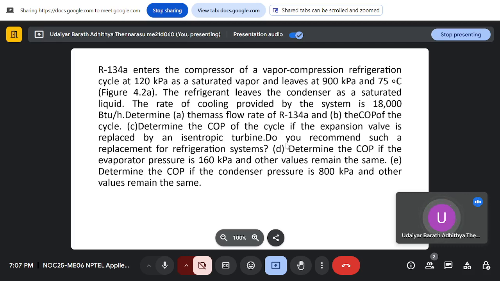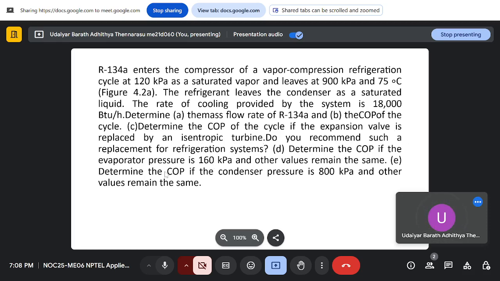So you have R134A, which enters the compressor of a vapor compression refrigeration cycle at 120 kilopascal as a saturated vapor, and leaves at 900 kilopascal and 75 degrees Celsius. The refrigerant leaves the condenser as a saturated liquid. The rate of cooling provided by the system is 18,000 BTU (British thermal unit) per hour. Determine the mass flow rate of R134A and the COP of the cycle. Determine the COP of the cycle if the expansion valve is replaced by an isentropic turbine. Do you recommend such a replacement for a refrigerant system?